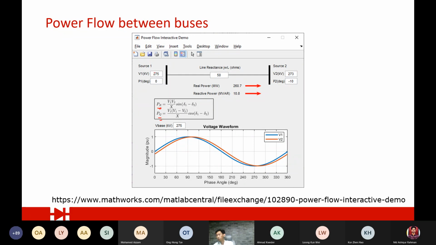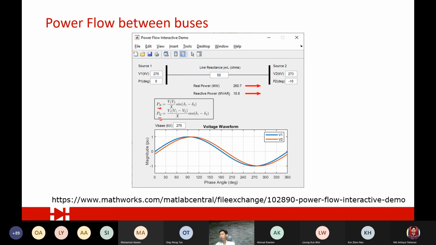On the source side, source 1 and source 2, there will be two sources anyway, because all the grid, like I say, is interconnected. You can see that the voltage is 275 here. If the voltage here is 273, they can never be exactly the same, there will be a slight difference. The phase angle at this point is 0, and the phase angle here, let's say, is 10 degrees.